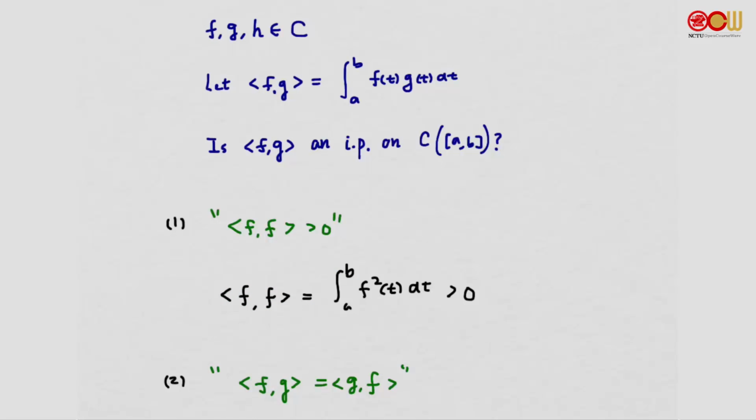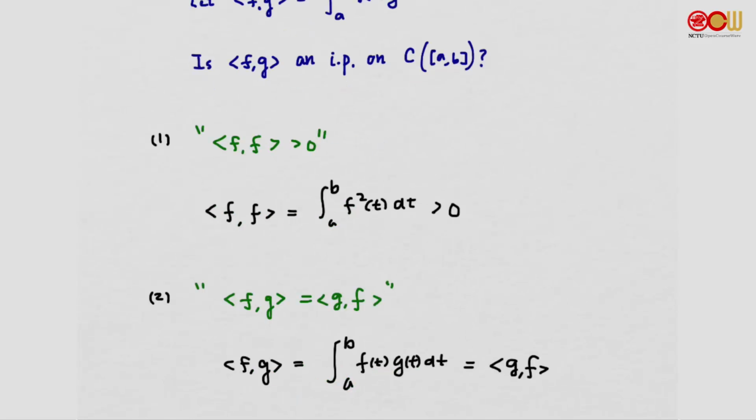Secondly, we need to verify if the value of the function of f and g is the same as g and f, the value of g and f. So we stick in f and g, and inside the integration we can switch the order of g and f, right? So we get gf. So the second property is also satisfied.